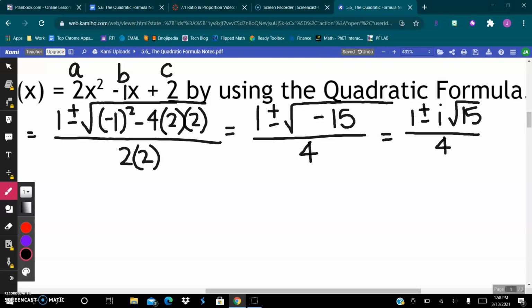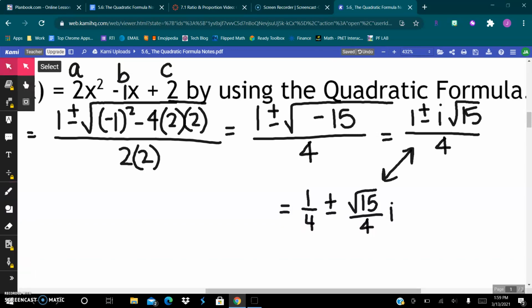So we can leave it like that, or we can do the division. We have the division of 1 and 4, so that would be 1/4. And then we have plus or minus the square root of 15 over 4 times i. So that i would go right behind that fraction. So remember, it's the number times the imaginary number, the i. So these are both the same thing. Either way you want to write it, I'm fine with either way.